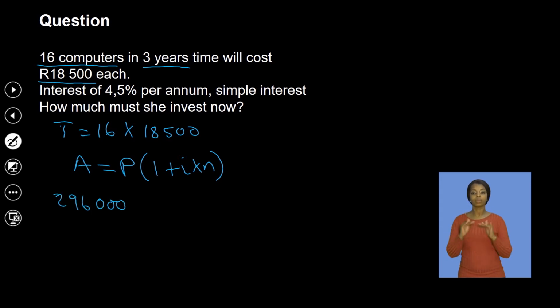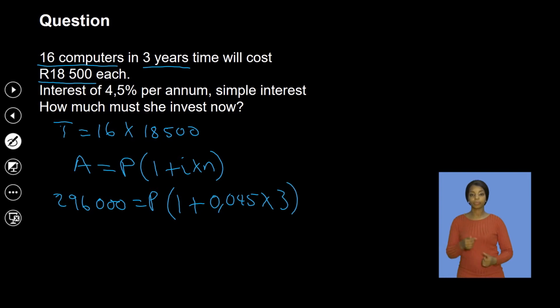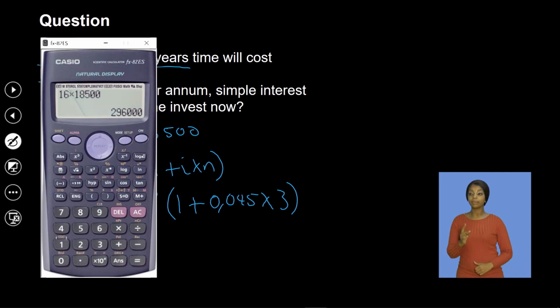296,000 equals, and I'm looking for the P value, which is what she must invest now, 1 plus the interest that is guaranteed, which is 4.5%, so it's 0.045, multiplied by the n, which is actually 3 years, right? So that's 3 years, not necessarily n, 3 years. And then we will need to find what the value of P is. So here it will just be a straightforward division.